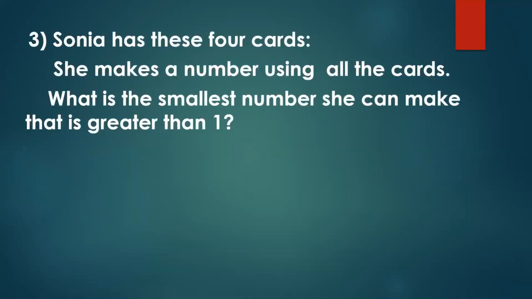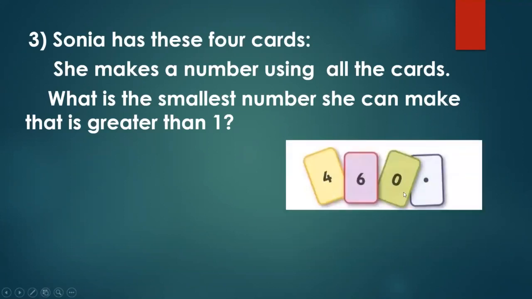That is, Sonia has these 4 cards. She makes a number using all the cards. What is the smallest number she can make that is greater than 1? So the question is, Sonia has these 4 cards. Let's see the cards first. These are the 4 cards that Sonia has: the numbers 4, 6, 0, and the last card represents a decimal notation. So what is the smallest number she can make that is greater than 1?